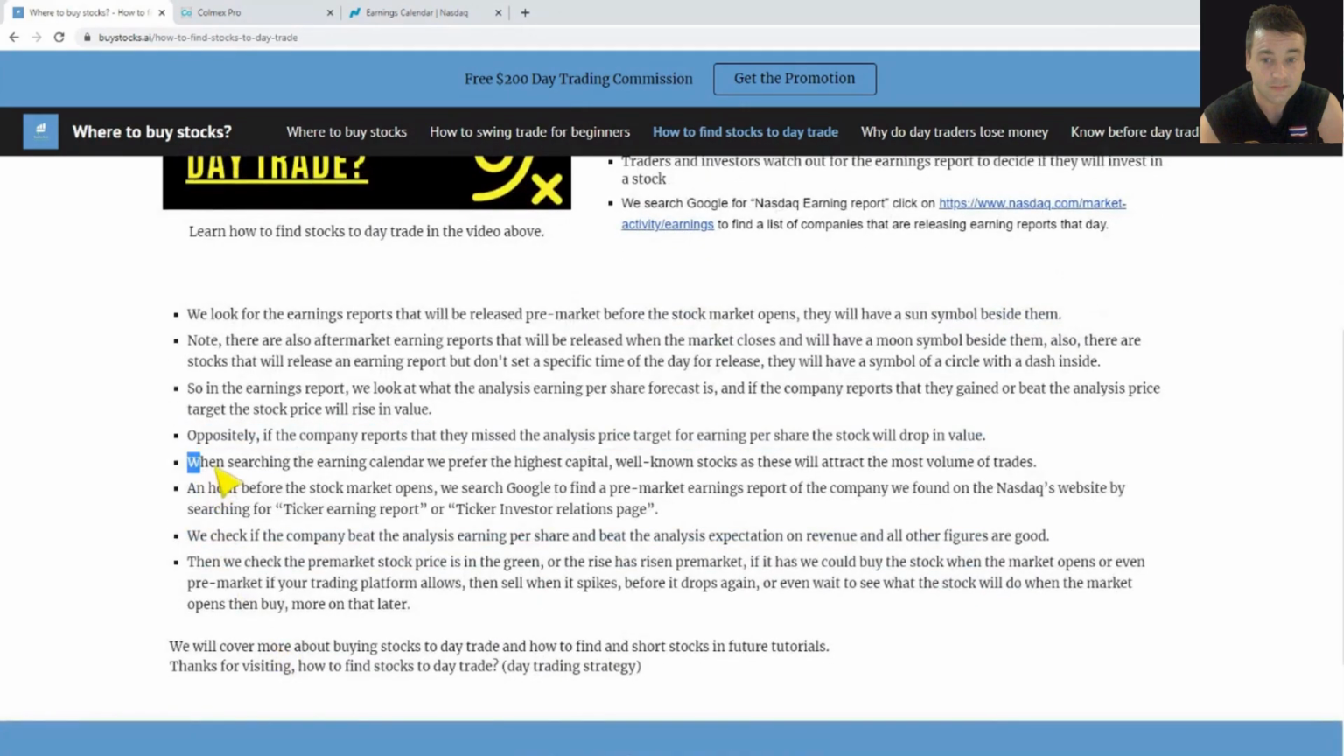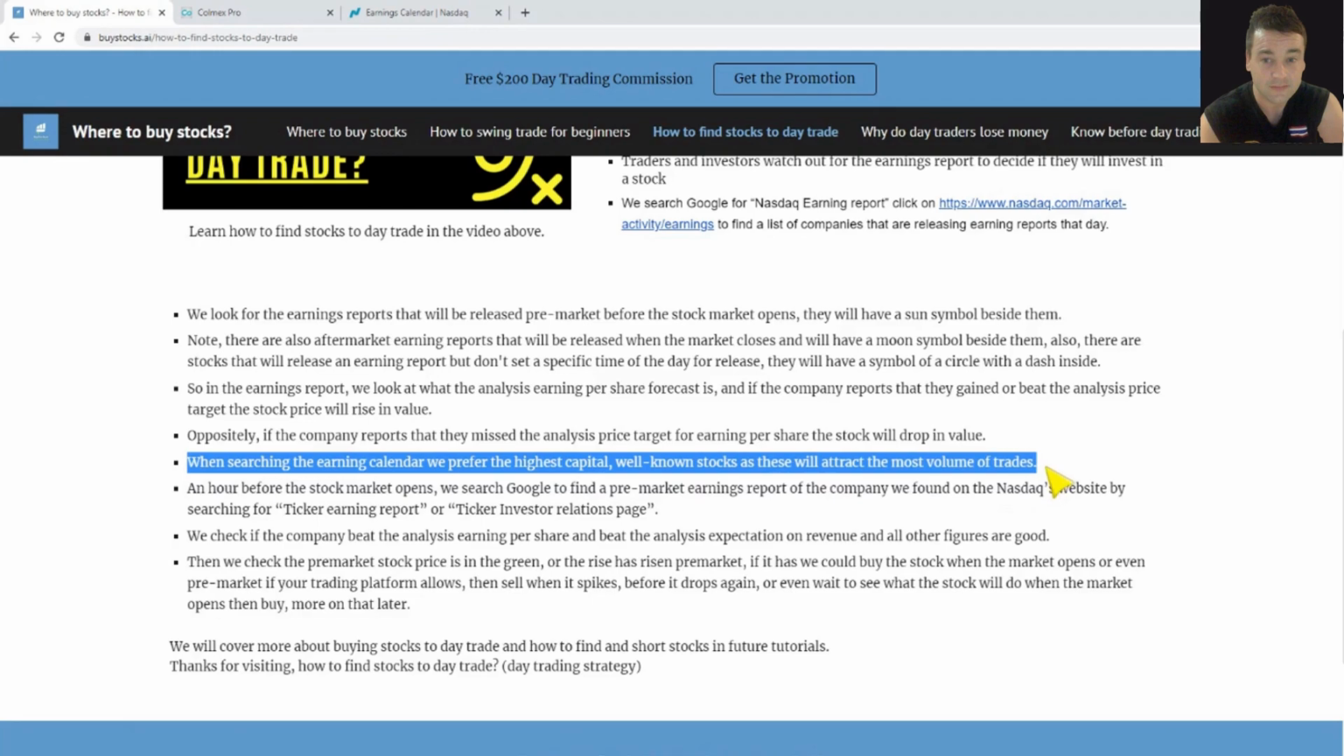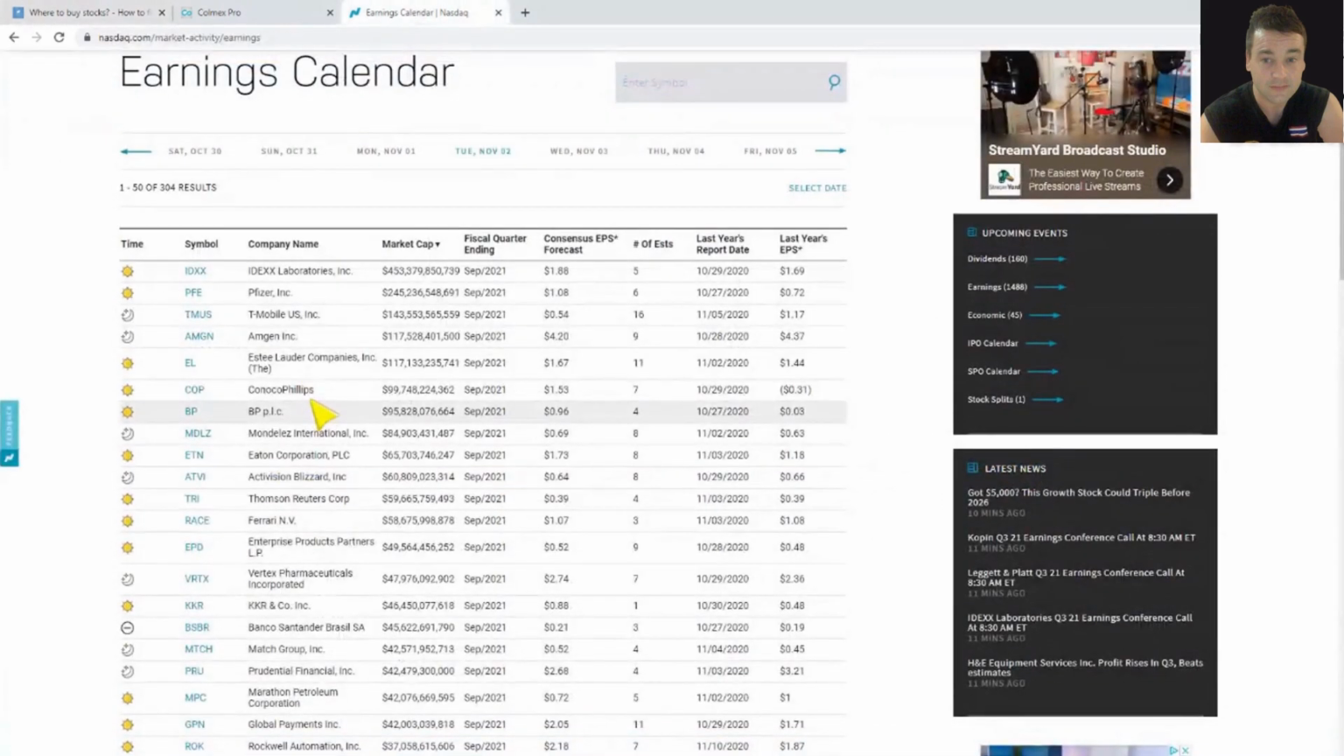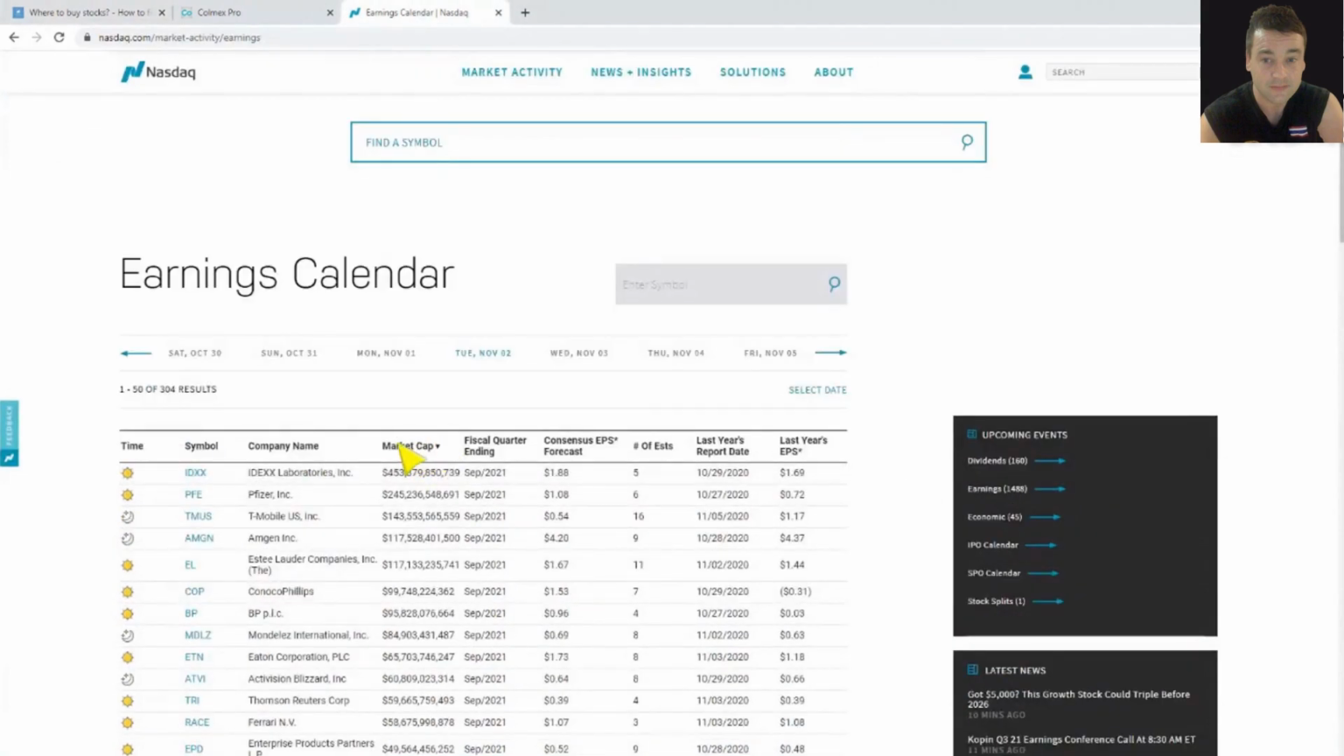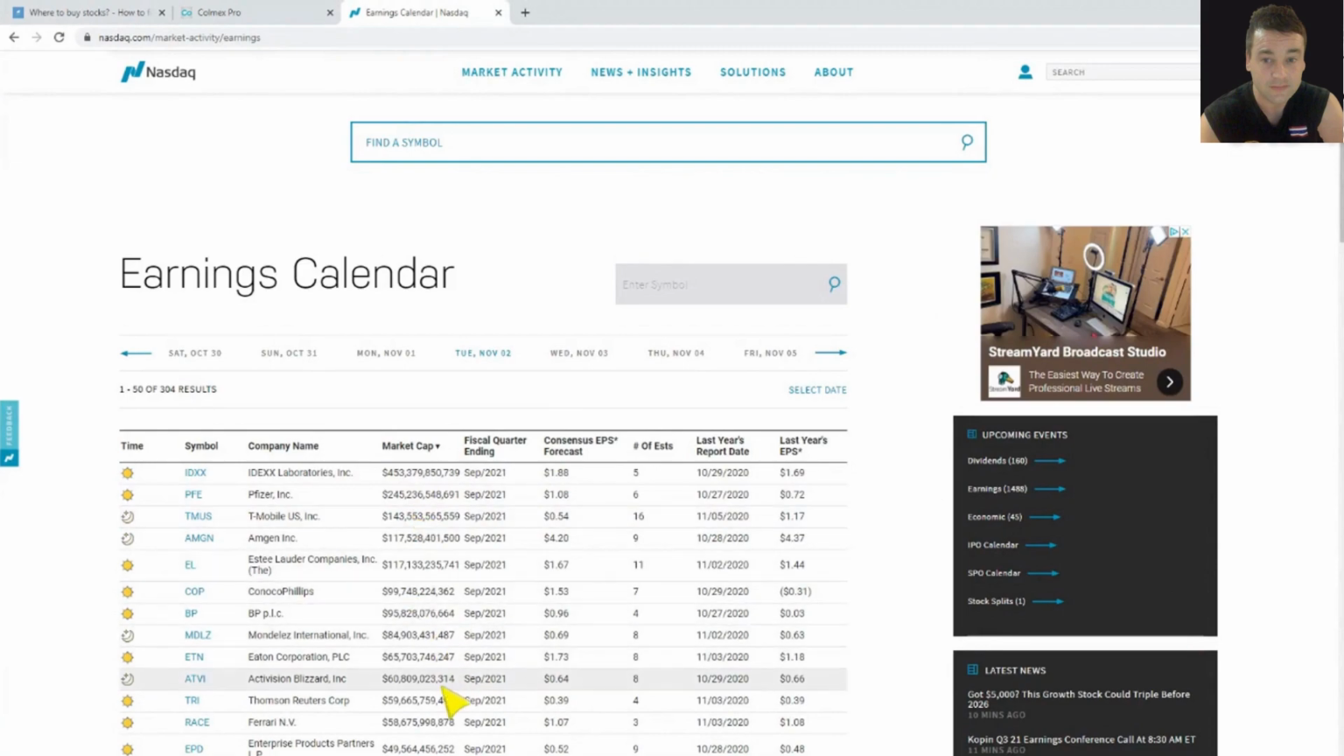Okay, and when we're searching the earning calendar, we prefer the highest capital, well-known stocks that will attract the most volume of trades. Okay, so what we do, we come here to this earning calendar, and up here at the top, you'll see the largest market cap companies from the largest amount down to lowest here.